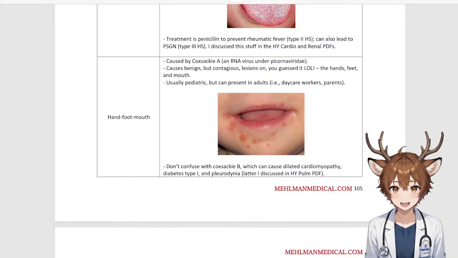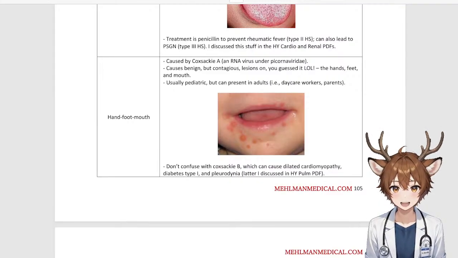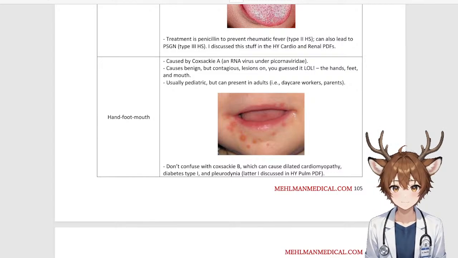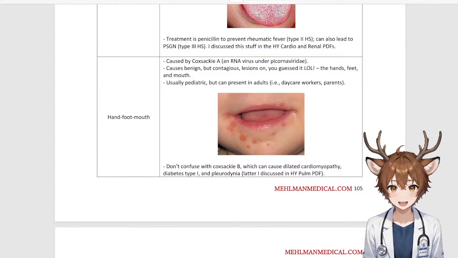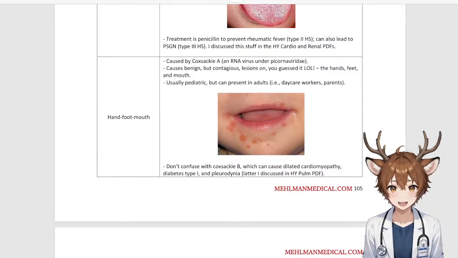Hand, foot, mouth, caused by Coxsackie A, an RNA virus under Picornaviridae. Causes benign but contagious lesions on, you guessed it, lol, the hands, feet, and mouth. Yeah, it's pretty self-explanatory. They say Coxsackie virus A. Okay, usually pediatric, but can present in adults like daycare workers and parents.